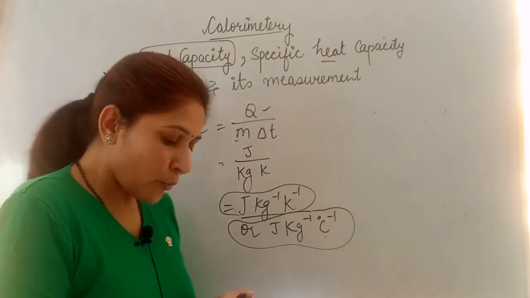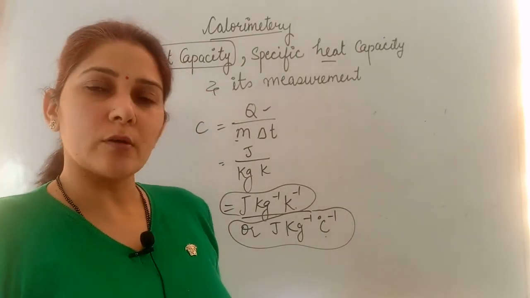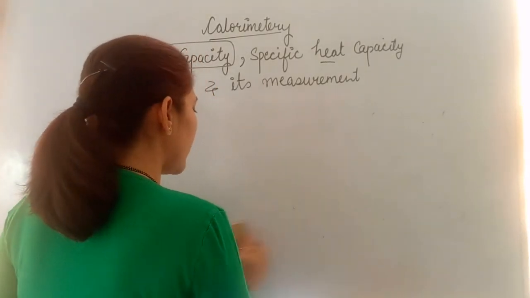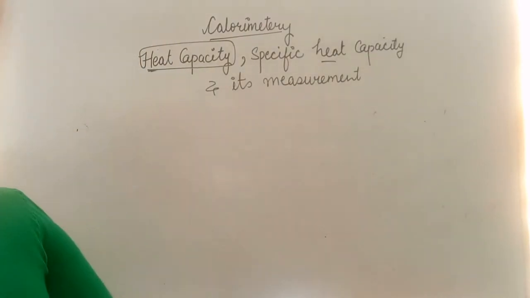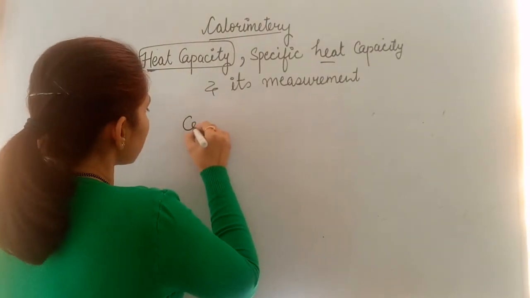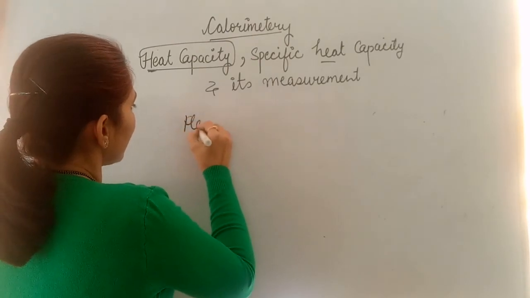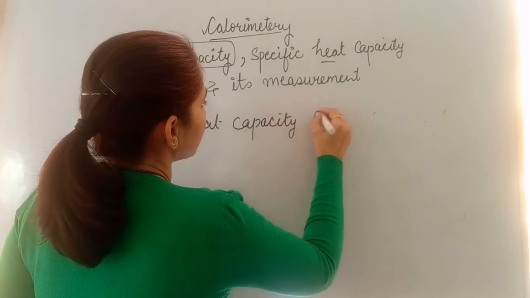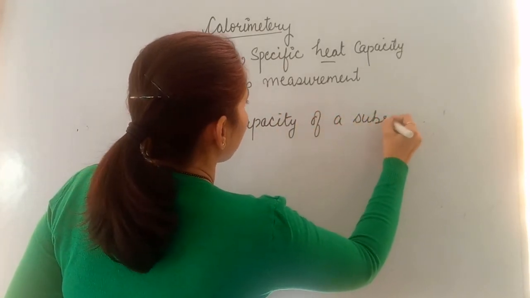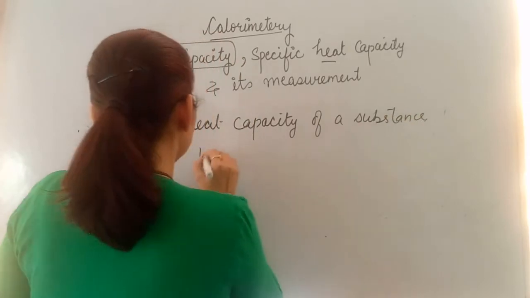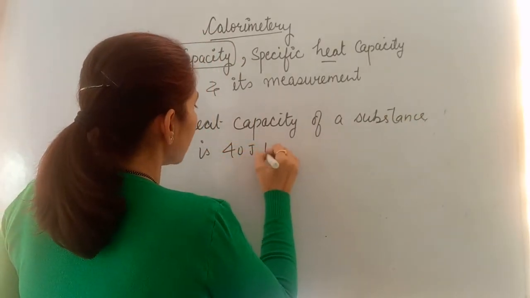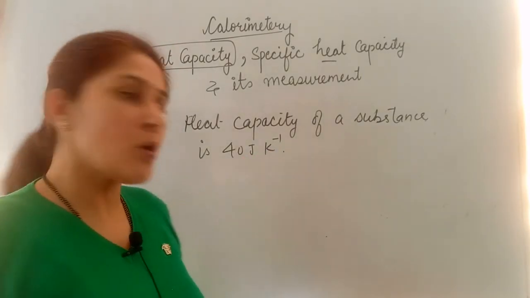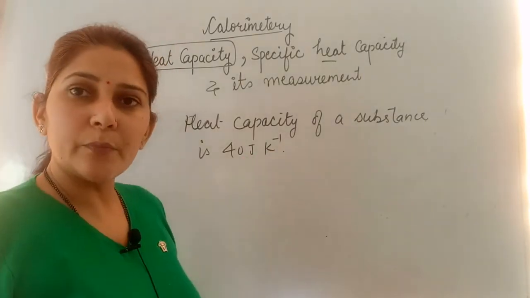Now two questions we are going to do. These are important questions from your paper point of view. Suppose a statement is given to you, and according to that statement they are saying the heat capacity of a substance is 40 joule Kelvin inverse, and they are asking what is the meaning of this statement. So how can you tell the meaning of this statement?